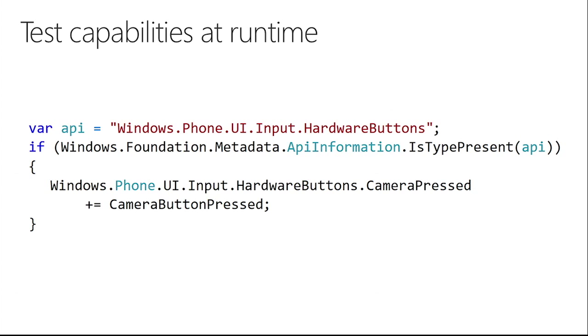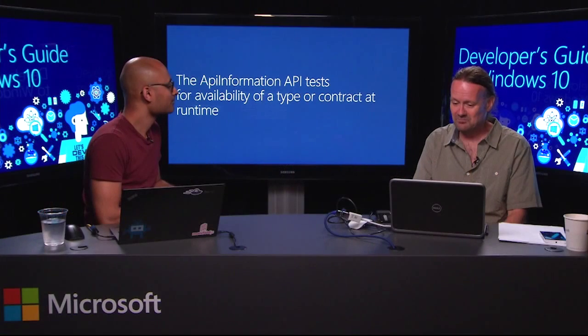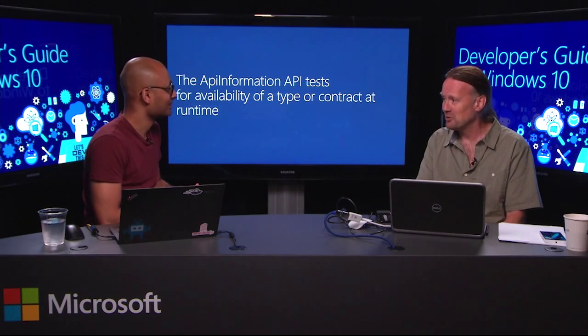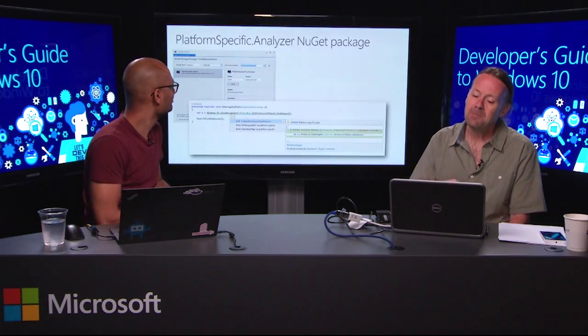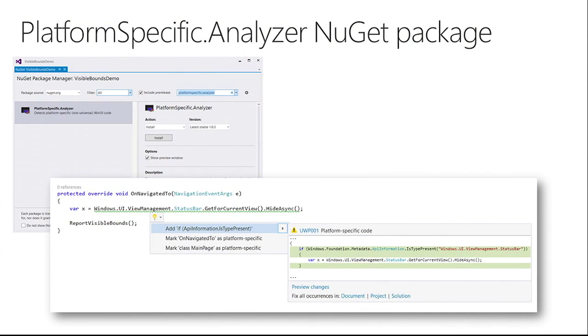Yeah, that's exactly right. So that's what it is. The API information tests for availability of a type or contract, or as you saw, method, event, all the rest of it at runtime. Now, that pattern is slightly tedious to write, perhaps. Yeah. Although, if you're clever, you'll have a snippet to do it.